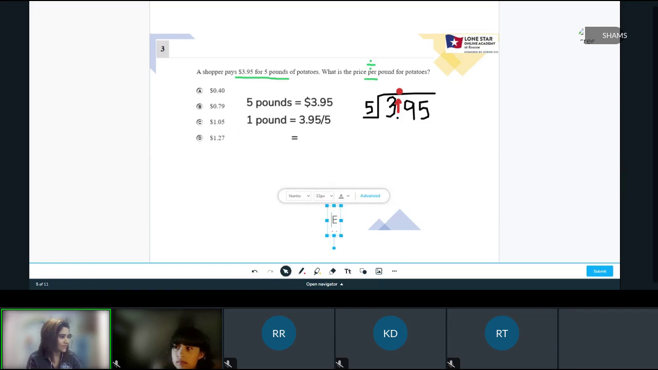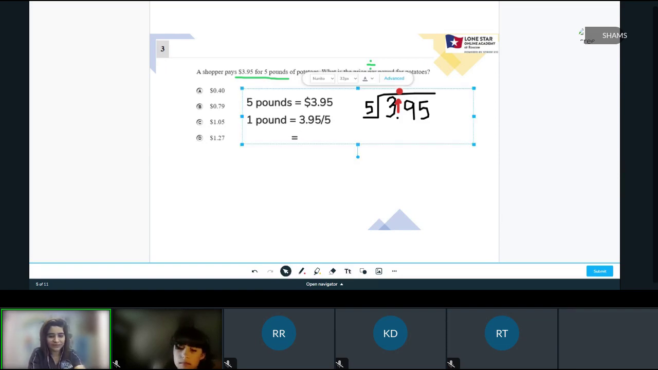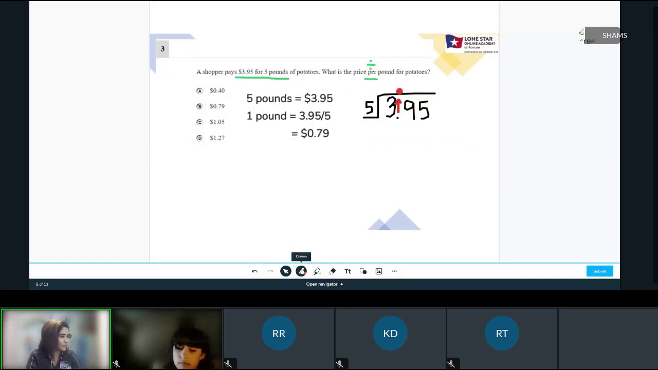So let's go ahead and put in the answer. You guys want to say that you got 79 cents when you divided. Yes, that is true. So the correct answer is going to be answer choice B. Any questions?